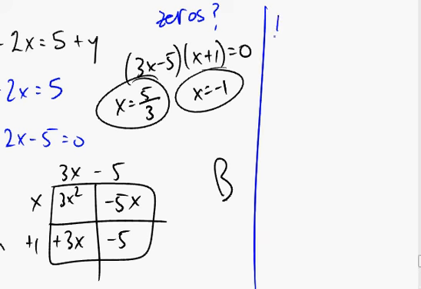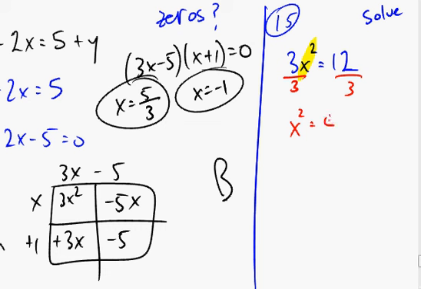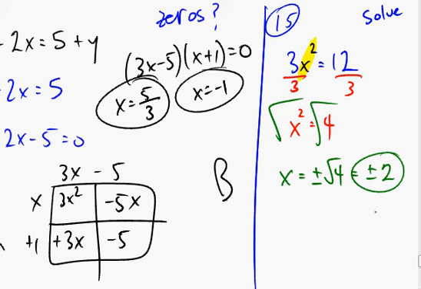Okay, now we're on 15. You have to solve this. You could subtract 12 and factor it and do it that way. Or, if you can get the squared part by itself, then you could just square root the two sides. So the first step is just divide this by 3. Then square root both sides, and you get x equals plus or minus the square root of 4, which is plus or minus 2. B.